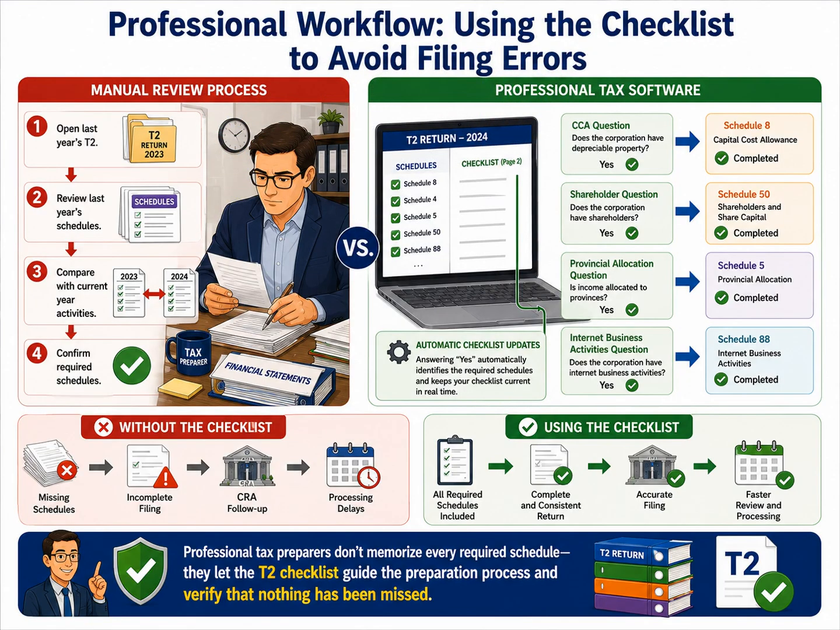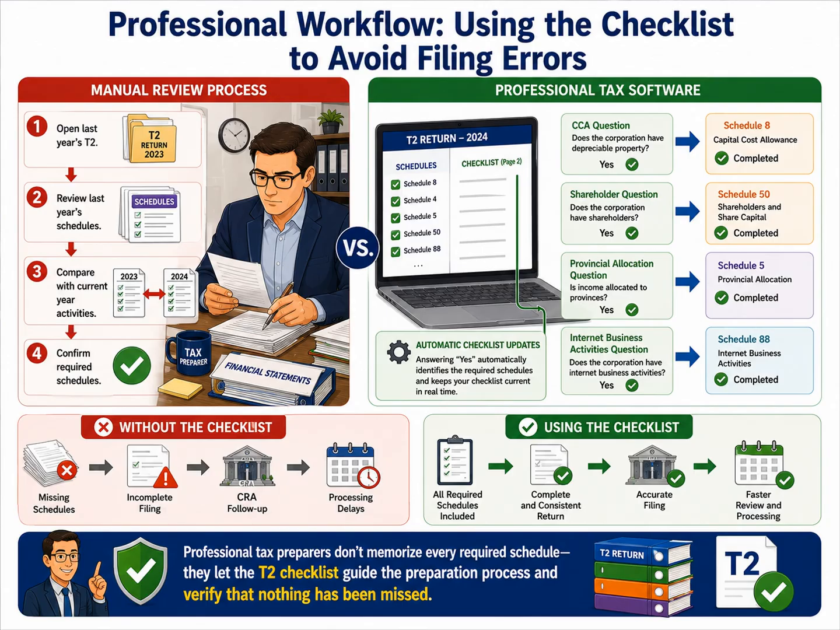Modern tax software makes this process even more efficient. As questions are answered within the software, the appropriate schedules are automatically added to the return. For example, if the corporation owns depreciable assets, Schedule 8 is included. If shareholder information is required, Schedule 50 is added. If income must be allocated among provinces, Schedule 5 is generated. And if the corporation has internet business activities, Schedule 88 is included automatically.